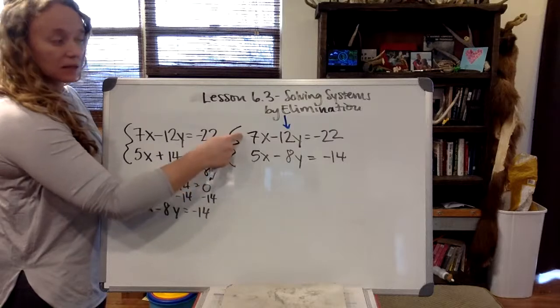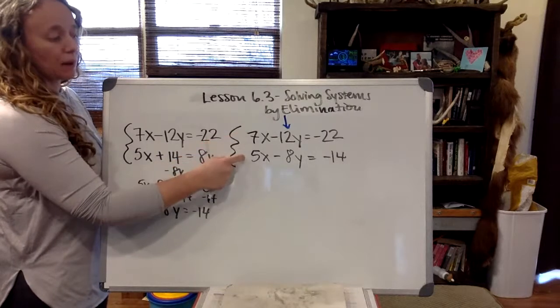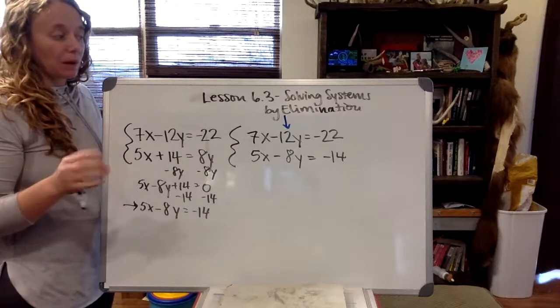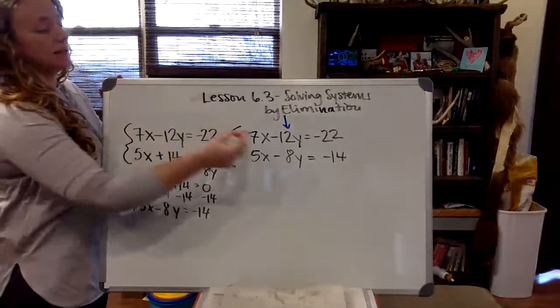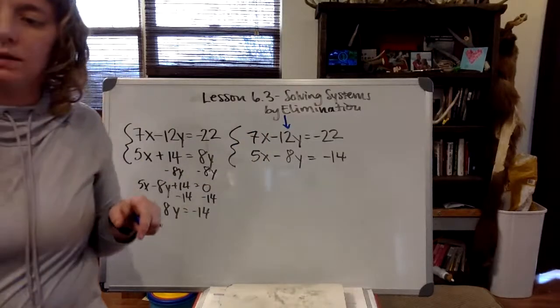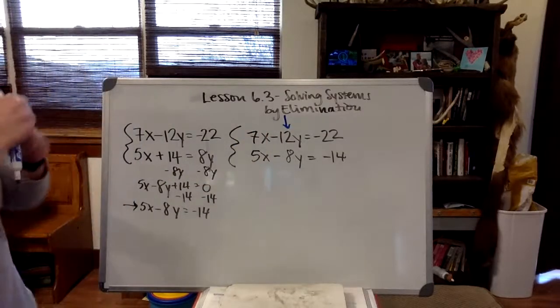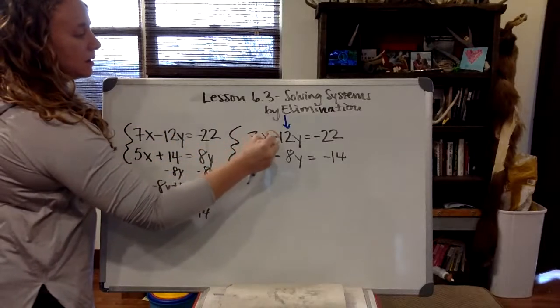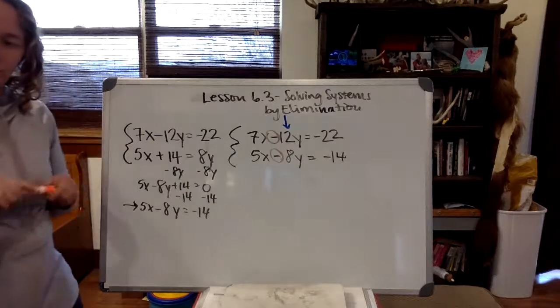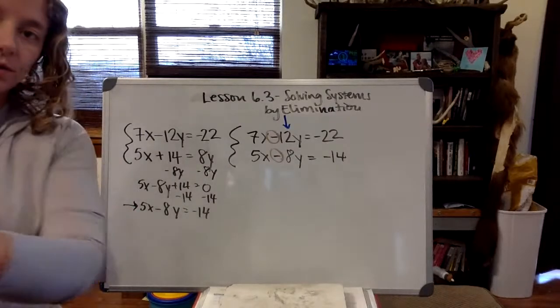So if I multiply this top equation by 2 and this bottom equation by 3, I could eliminate things. Now, what I also want to pay attention to is this subtraction sign, okay? The subtraction sign in both of them is going to sort of cause me a little frustration.